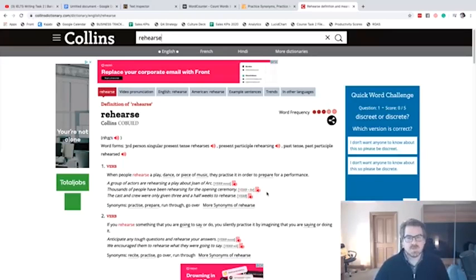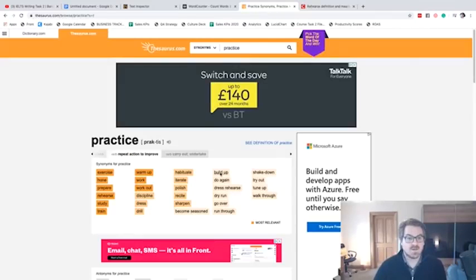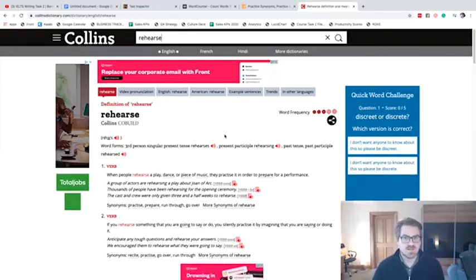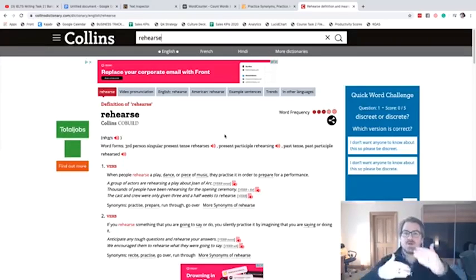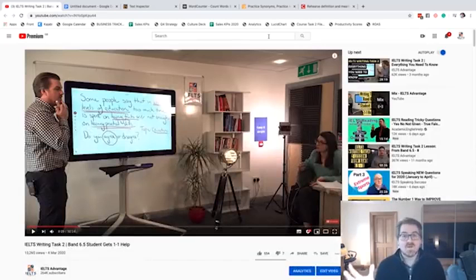But if you follow that practice over and over again, you go back, okay, rehearse wasn't good, maybe train, try that. Put that in, look up the meaning. Okay, that matches. It means the same thing, same context. Then you could use that one. So you're building up your vocabulary, your knowledge, and your ability to use those words in a sentence. Hopefully that was useful.